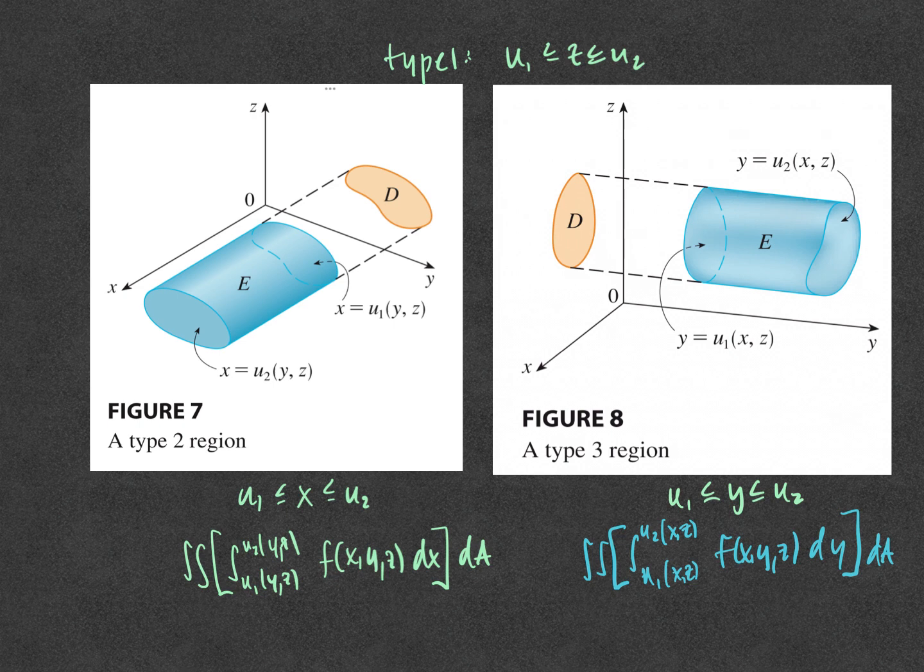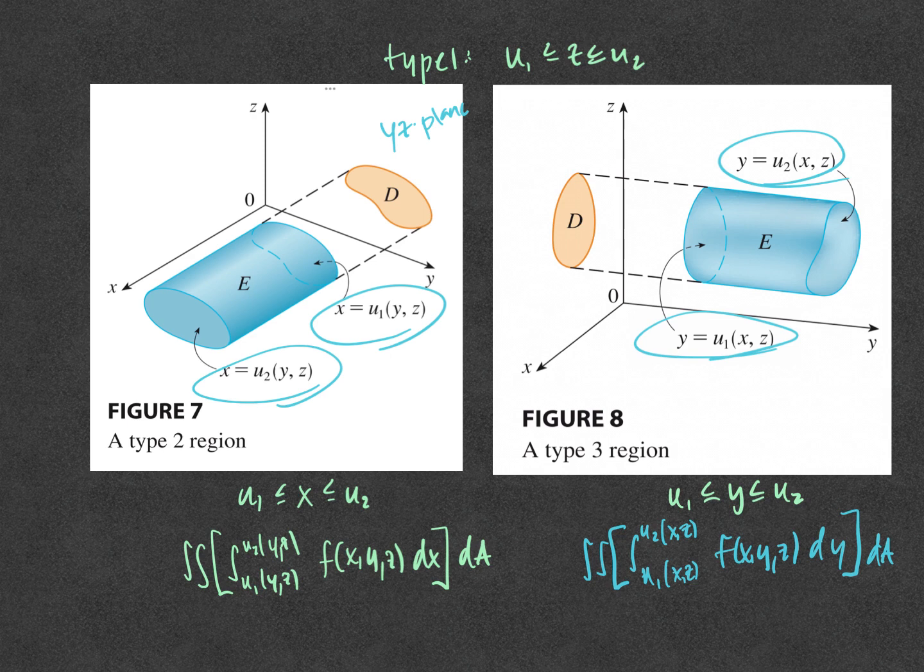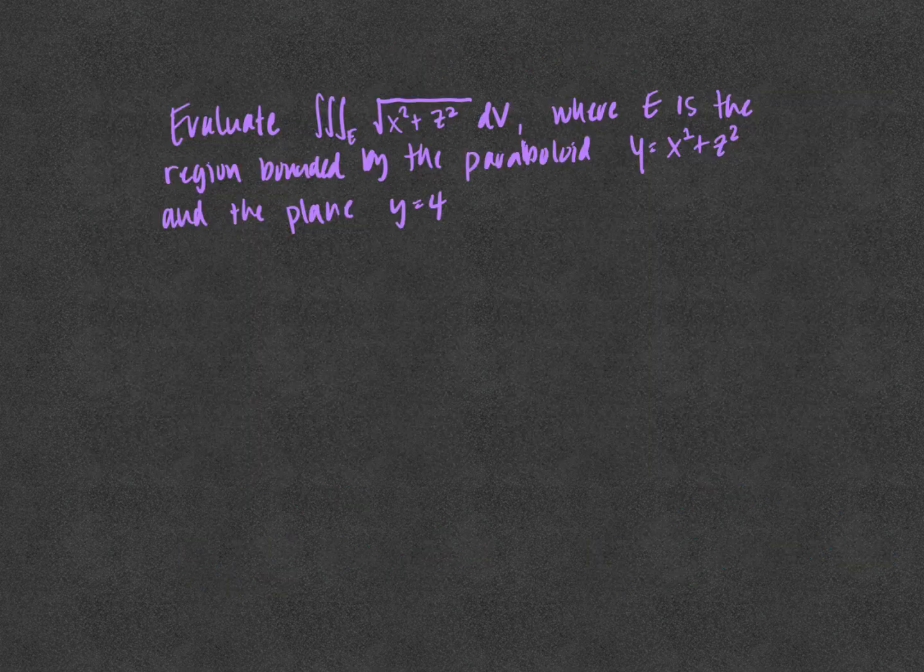So I've never felt it important to memorize type 1, type 2, type 3. Just read what you're given and look at the fact that in this type 2, you have your x equations here, so we're taking it to the yz plane. And on your type 3, you have your y equations, so we're taking our region to the xz plane. So just pay attention to what you're given and think about what it is. That's what makes calculus hard. It's not the same every time. You have to stop and think about what's going on.